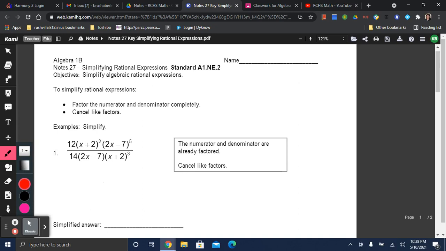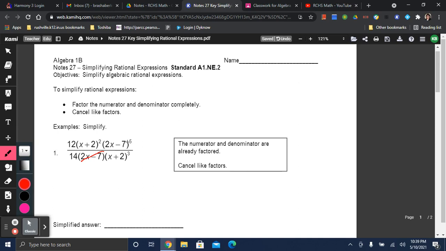So in example number 1, you can see that in the numerator we have 12, and then we have a parentheses of x plus 2 squared and a 2x minus 7 to the 5th. Well, in the denominator, we have 2x minus 7 and no exponent, so that would be to the first. So we can cancel the entire parentheses.